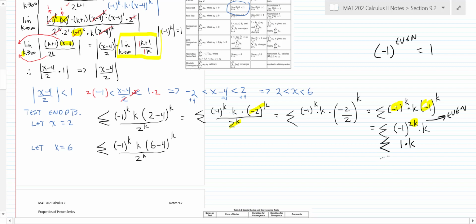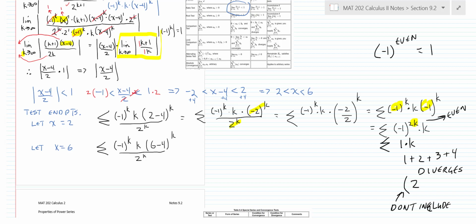If you started k at 1, I didn't write down where k started on this, it would just be 1 plus 2 plus 3 plus 4. Clearly that diverges, right? Okay, so that means that diverges. So what that means is on your interval of convergence, we're going to have a parenthesis around 2. So you don't include the 2. Remember, we already got the interval of convergence as 2 to 6, but we need to know if 2 counts or doesn't count. 2 doesn't count. That's the idea.